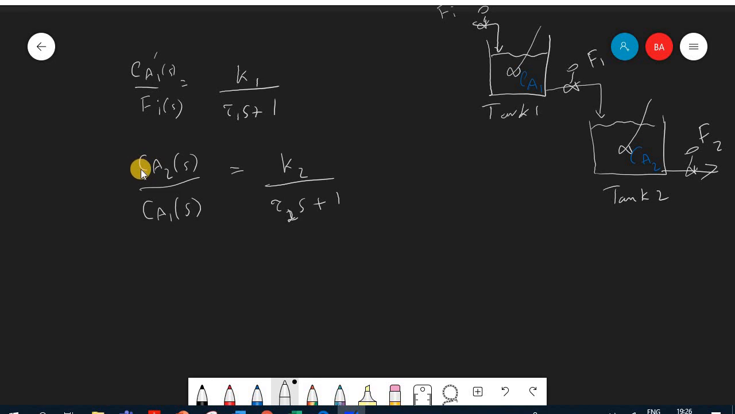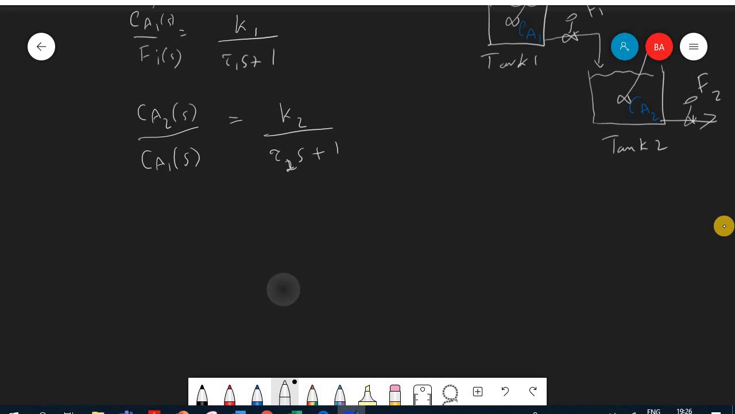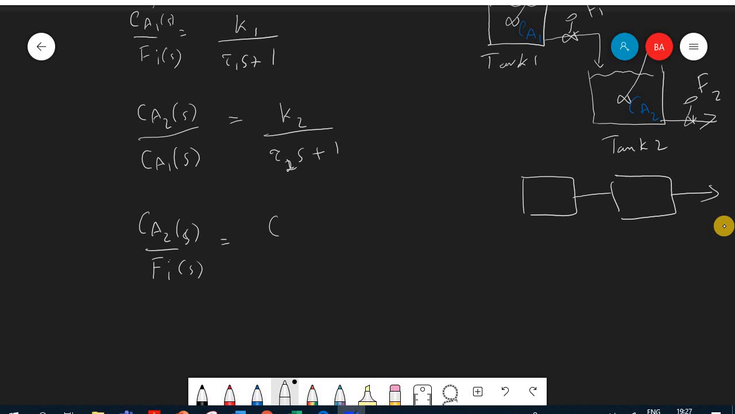However, if I want to find the relationship for Ca2 to Fi, that means how does this concentration change due to the change in Fi and not Ca1? Of course, we know that if Fi changes, Ca1 will change, and eventually Ca2 will also be changing. So how to find the relationship between Ca2 and Fi? This is what we're going to do. We are going to say that Ca2 over Fi, we simply can multiply those two transfer functions in series. As we said, it's like we are having two blocks.